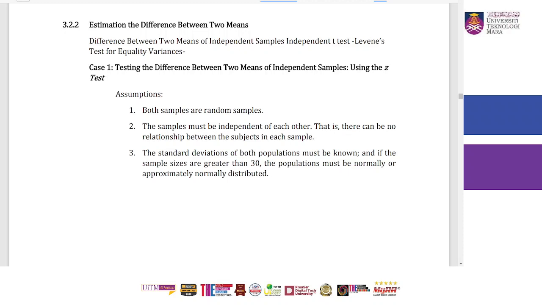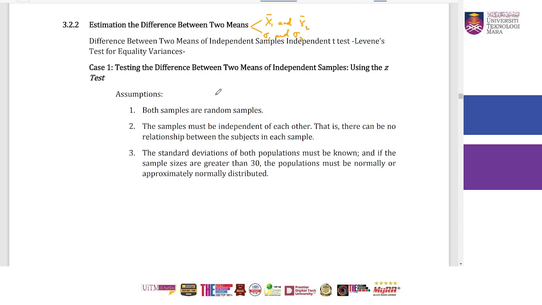Okay, dari segi dia punya formula penggunaan, sebab sekarang ni kita dah ada dua. Tadi kita ni ada satu je, kita ada X bar saja kan. But in this case right now, we have two. We have X1 bar and X2 bar. Okay, so the same thing here. When you have X1 bar and X2 bar, you also have sigma 1 and sigma 2. Sama juga eh. So you have two variance. So you have two mean and two variance. So that's why we call this as estimation the difference between two means.